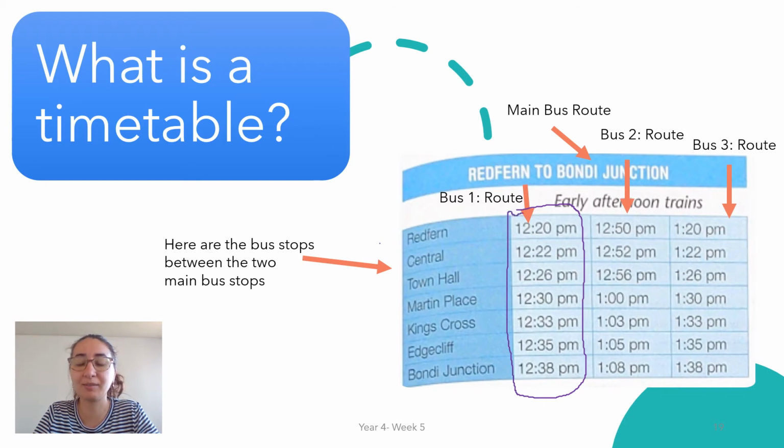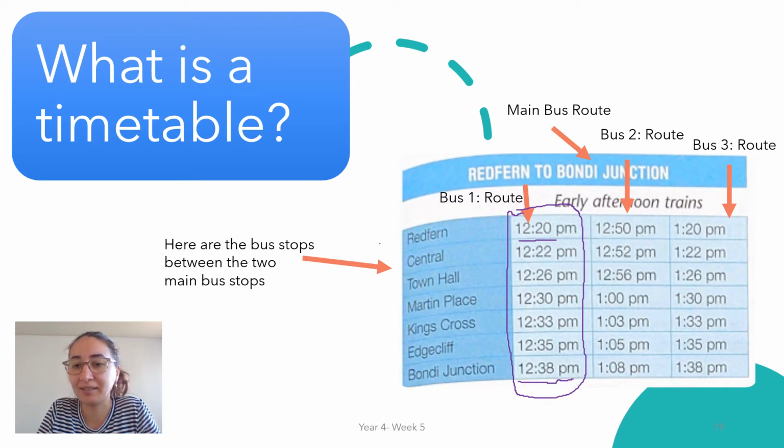We go, okay, so this is bus 1 that starts at Redfern at 12:20. It goes to the next stop and following all the way until Bondi Junction. So the 12:20 p.m. bus you would catch if, say, for example, you need to be at Bondi for a lunch at 1 o'clock. It would be ideal for you to catch this bus because it will reach there at 12:38 p.m.